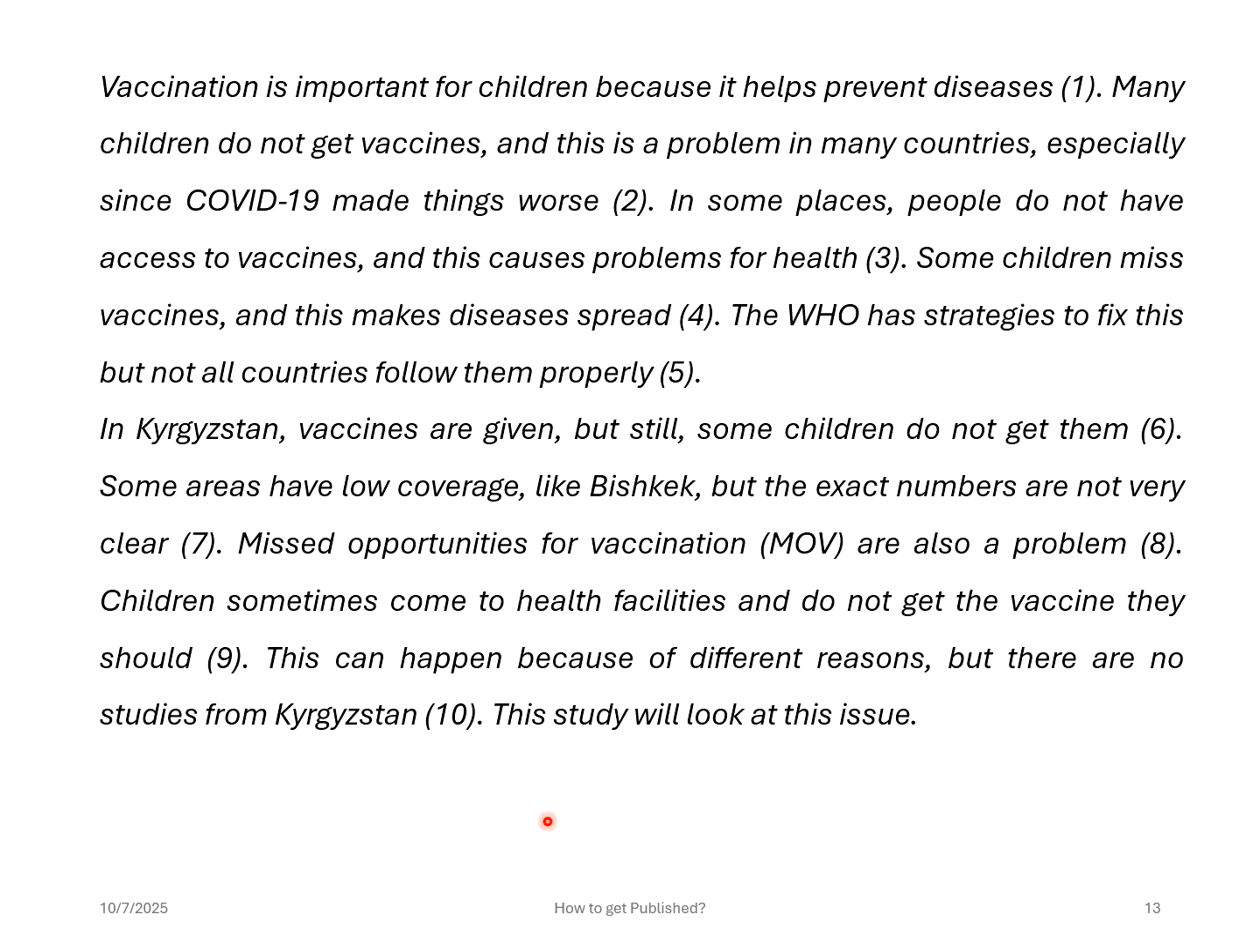So this is an example of a bad paragraph. Vaccinations are important for children because it helps prevent diseases. That is the number one. Many children do not get vaccines, and this is a problem in many countries, especially since COVID-19 made things worse. In some places, people do not have access to vaccines, and this causes problems of health. Number three, some children miss vaccines, and this makes diseases spread.